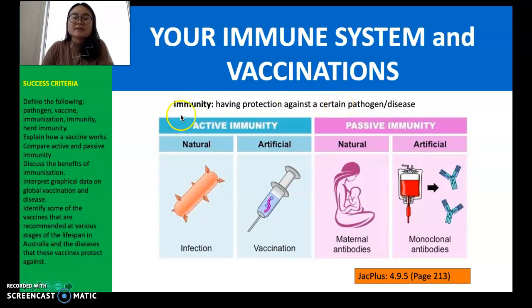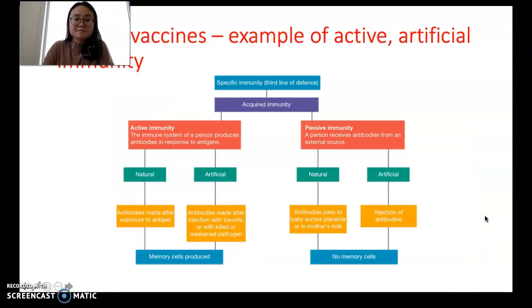You can gain immunity in a few different ways. There are two main categories, active and passive immunity. Under each of these categories are two subcategories, natural and artificial. This is the textbook reference if you're interested, and this diagram is straight out of your textbook. Here we've got active immunity, and here we've got passive immunity.